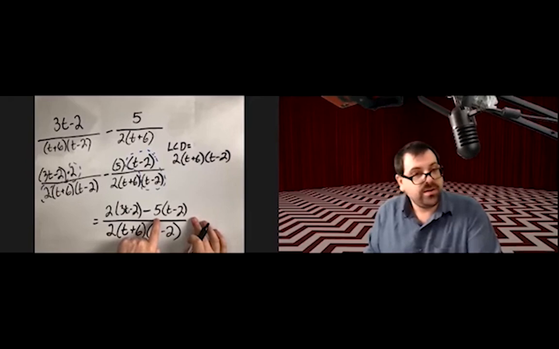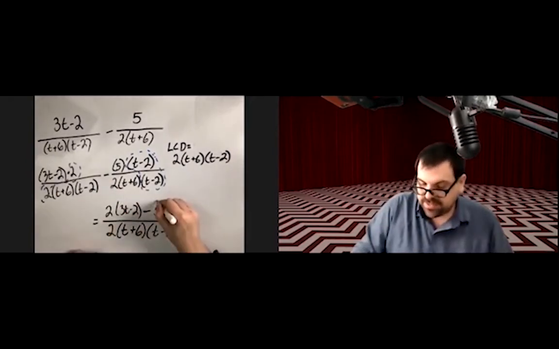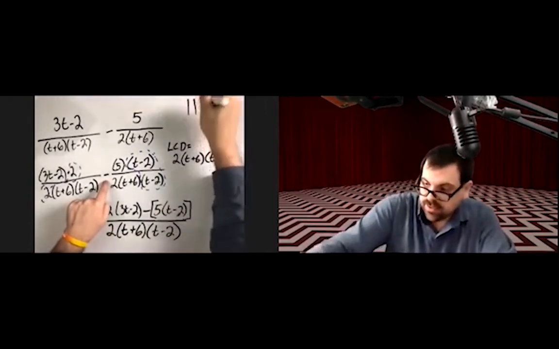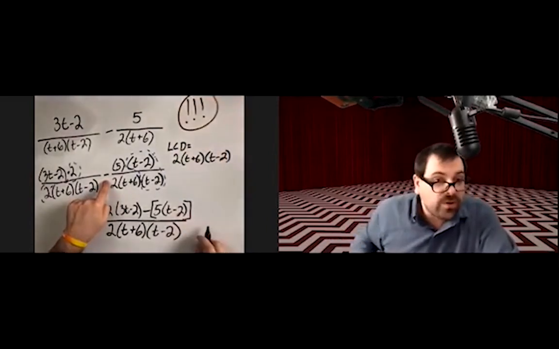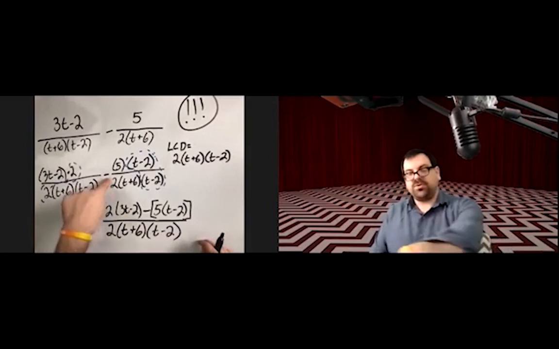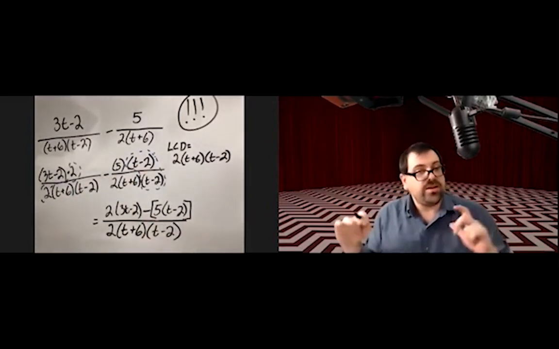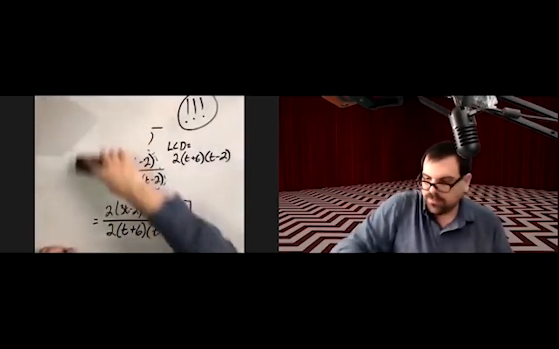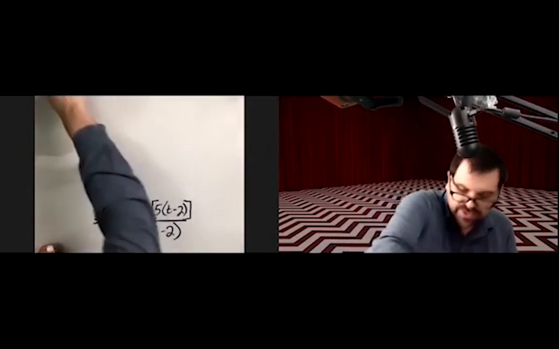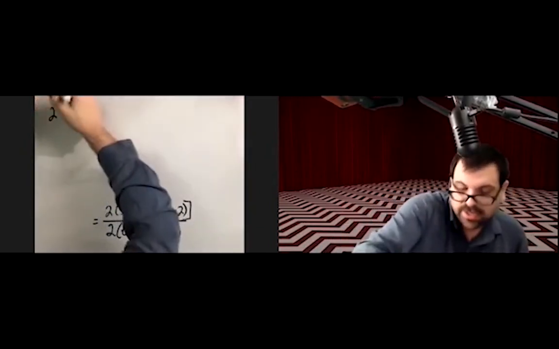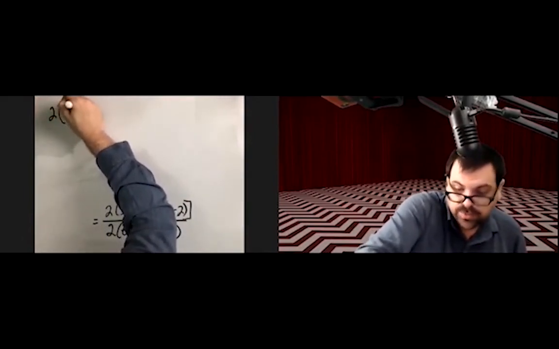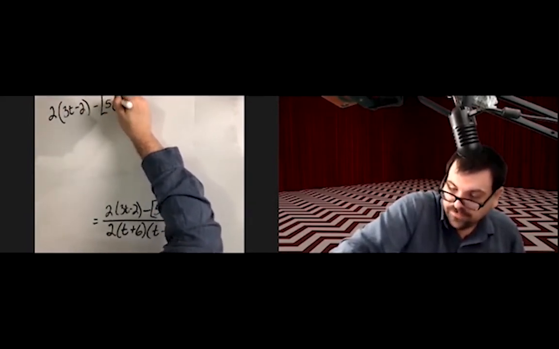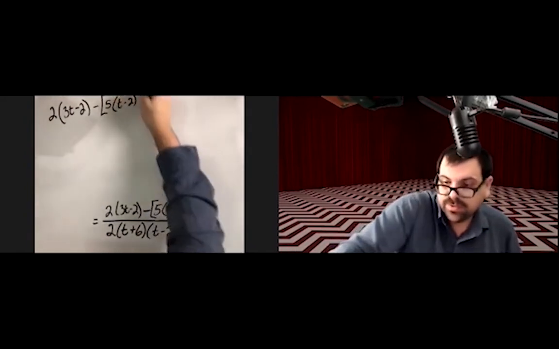We need to be careful here. We're subtracting the 5 times the t minus 2. We're subtracting that whole thing. Remember, when we subtract this numerator, we are subtracting the whole thing. We need to group that. We need to make sure we're subtracting the entire thing. I'm going to move this up here to continue working. I'm not going to make any changes. 2 times 3t minus 2 minus the whole 5 times t minus 2.